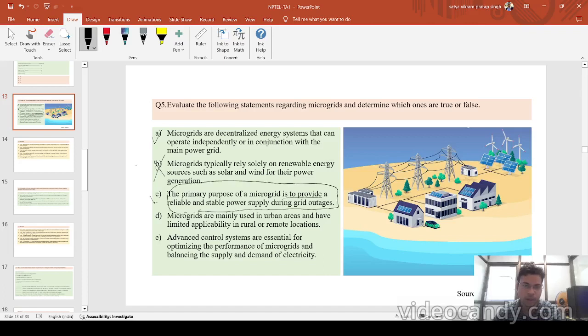It is correct. Why? Because a microgrid is basically a decentralized power generation system, a backup kind of system. You can generate and supply for your household, for your personal use also, but it is also a backup under the condition of the grid outage. This is a microgrid. And for the D option, microgrids are mainly used in the urban area and have limited applicability in rural or remote locations. This is solely false.